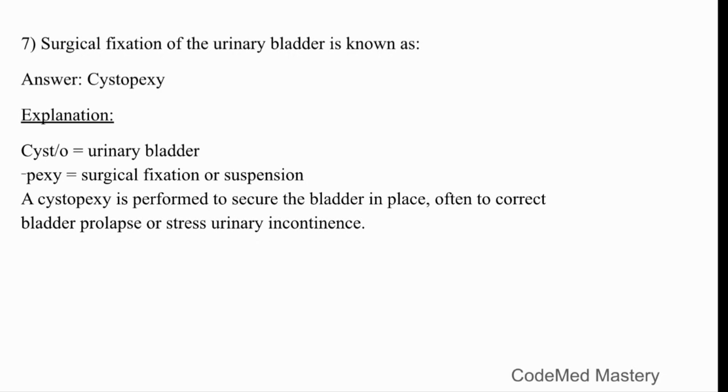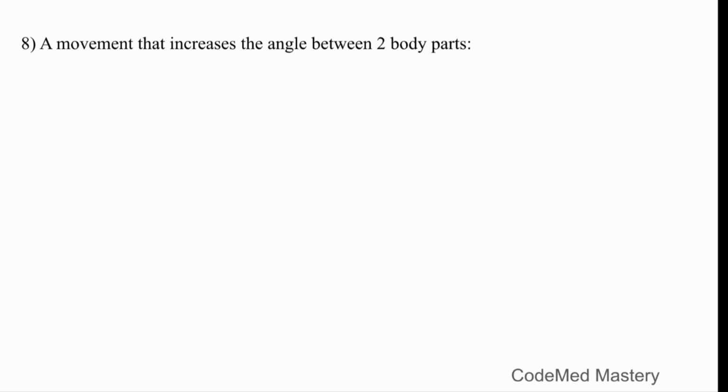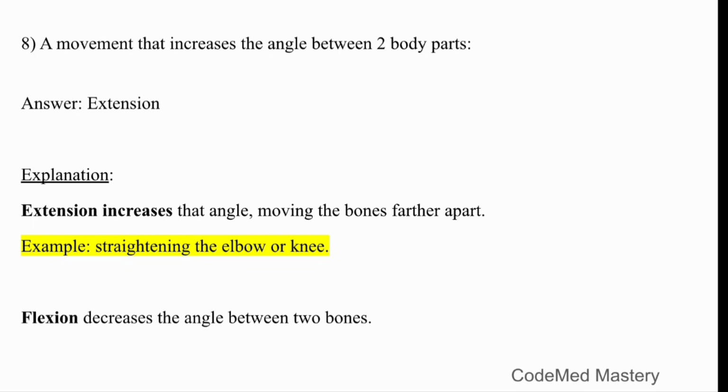Next question. A movement that increases the angle between 2 body parts. So what is this movement known as? It is extension. Extension increases that angle, moving the bones farther apart. For example, straightening the elbow or knee. Okay. And the opposite of extension is flexion. Flexion decreases the angle between 2 bones, whereas extension increases the angle between 2 body parts. Next question.